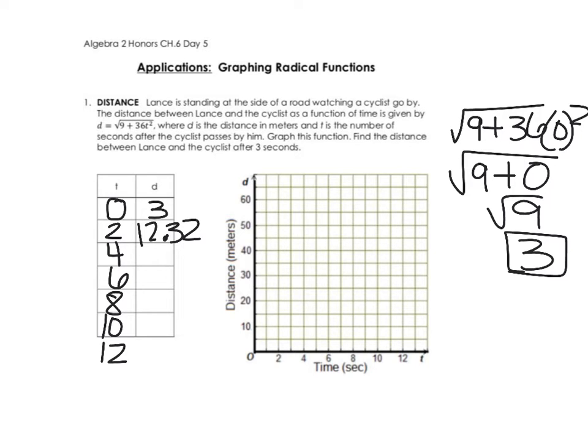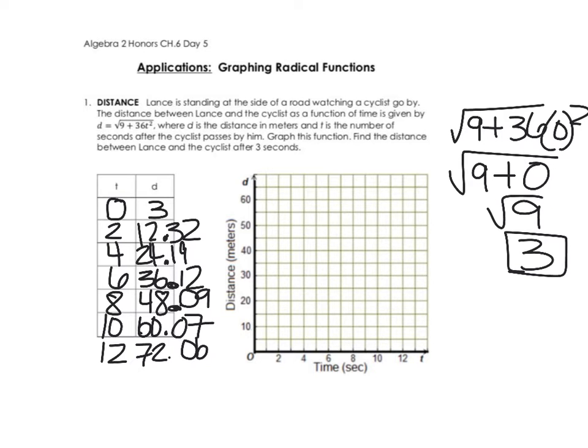When you plug in 4, you're going to get 24.19. All right, it might be helpful to practice plugging these into your calculator, making sure you get the same answers as I do so that you know you're plugging it into your calculator correctly. All right, when we plug 6 in, we're going to get 36.12. When we plug 8 in, we're going to get 48.09. When we plug 10 in, you're going to get 60.07. And when you plug 12 in, you're going to get 72.06.